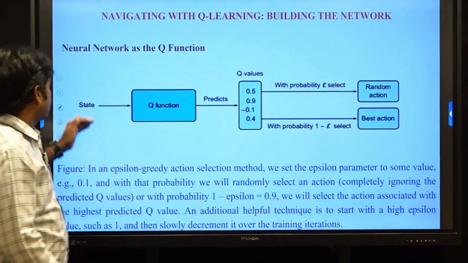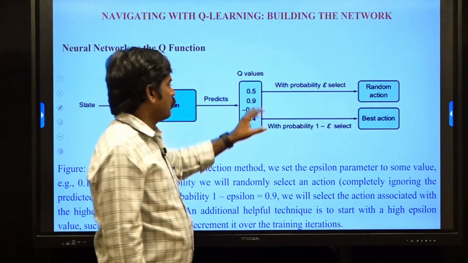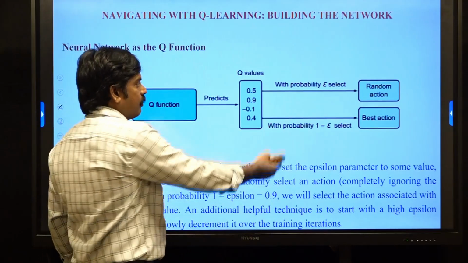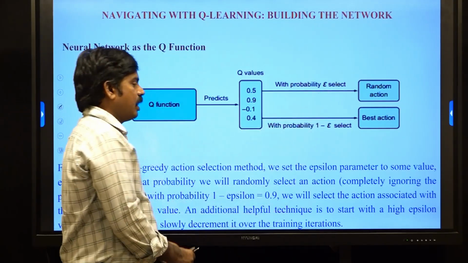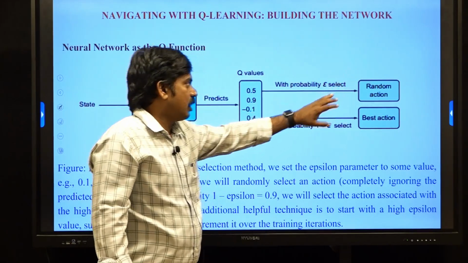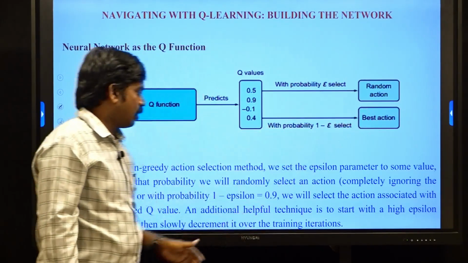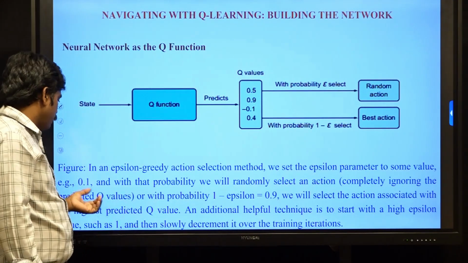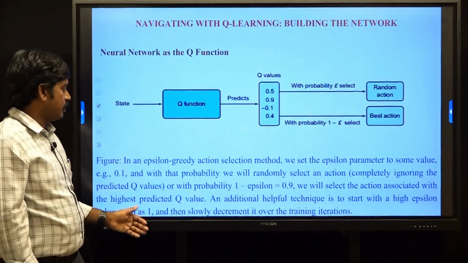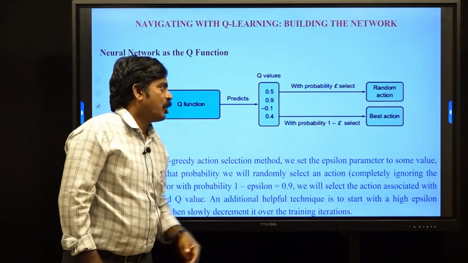Here the state Q function reads the 4 Q values. From these 4 Q values, we find the best Q value by using epsilon and 1 minus epsilon. Epsilon is the small value used for random action selection, and 1 minus epsilon is used to select the best action. If epsilon is 0.1, then 0.1 of the time we apply a random action, and the remaining 1 minus epsilon, 0.9 of the time, we select the best action.